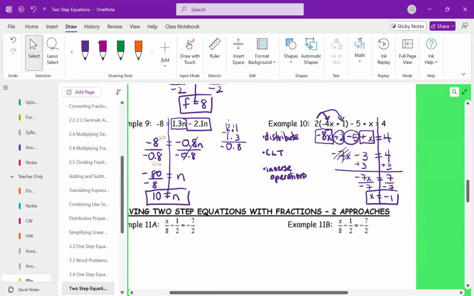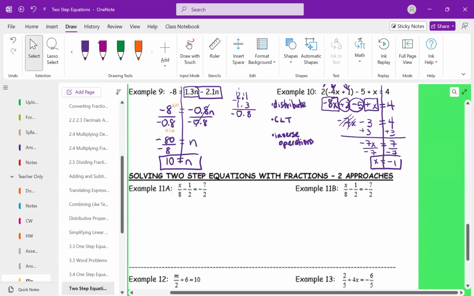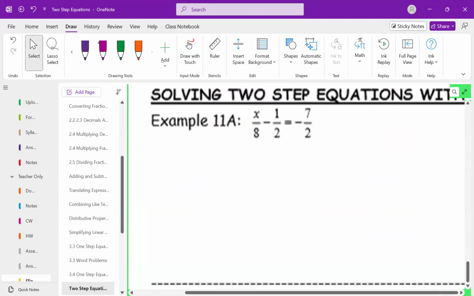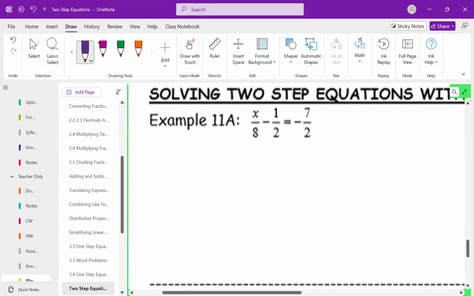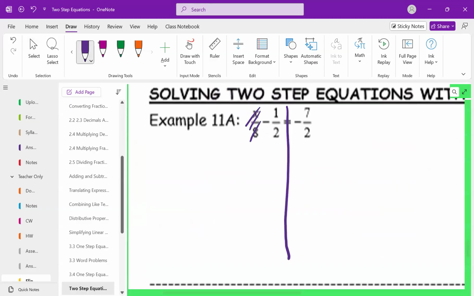How are you doing so far? Great. Let's try a few more now with fractions. So, example 11a, line down your equal sign. Cover up that variable term. The inverse is +1/2, so we'll add that to both sides.